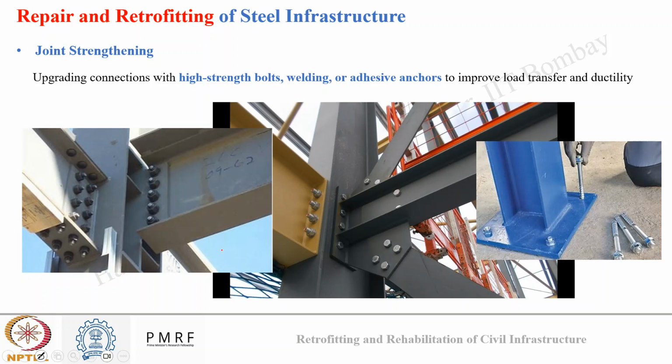So you can see in the first two images where high strength bolting was done near the joints to increase the ductility and load carrying capacity. While in the third image, you can see how anchor bolts were used to improve the load transfer capacity from a steel member to the ground.